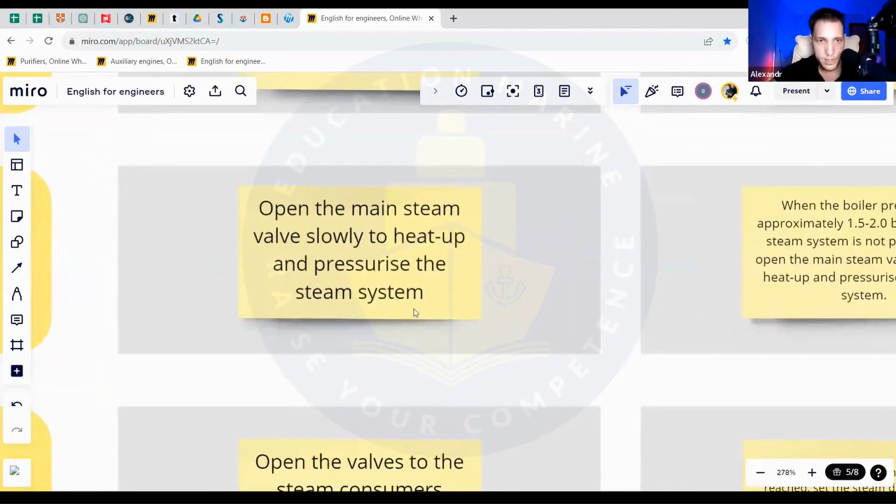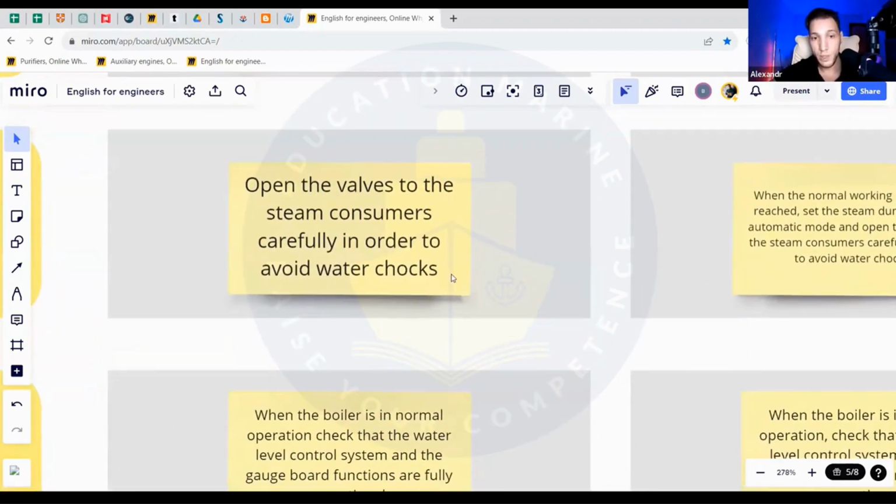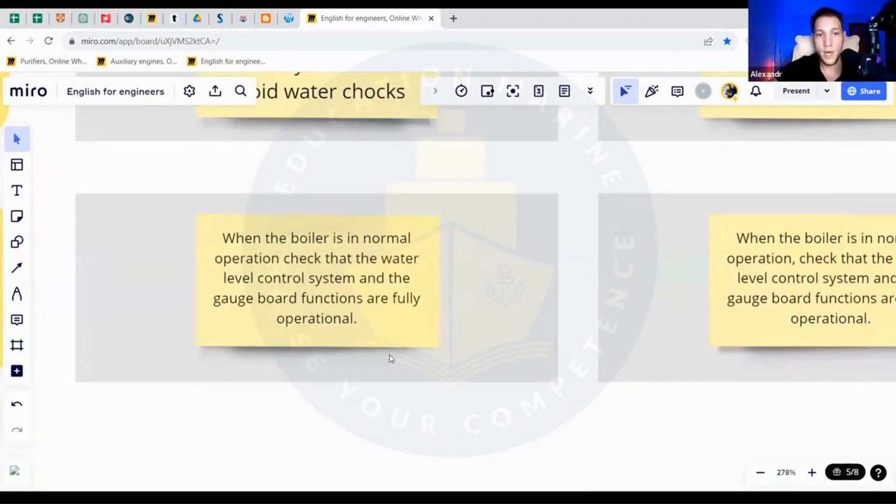Then you open the main steam valve slowly to heat up and pressurize the steam system. Then generally you open valves to steam consumers. Also, you need to do that slowly. Why? To avoid water chokes, or as we also call it, the hammer effect. So to avoid the hammer effect, we need to open all the valves really, really slowly. That's important. And after that, you just check parameters. That's simple.